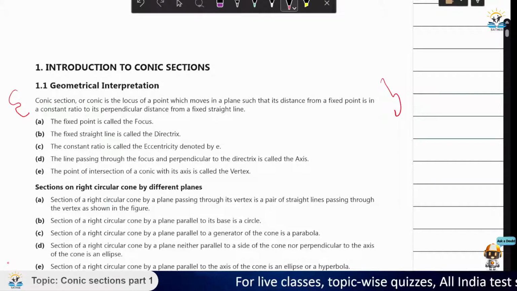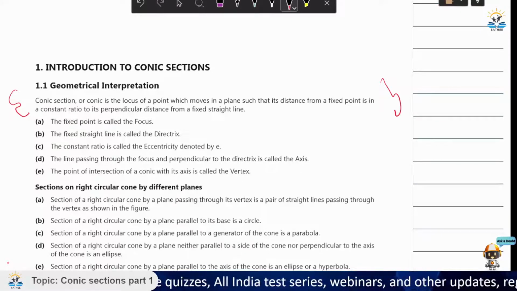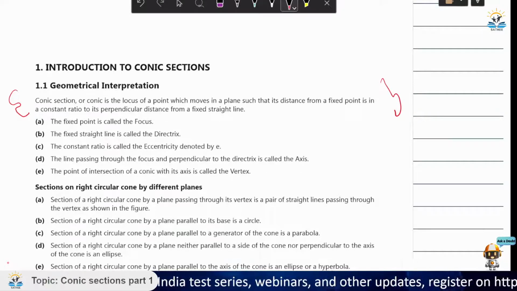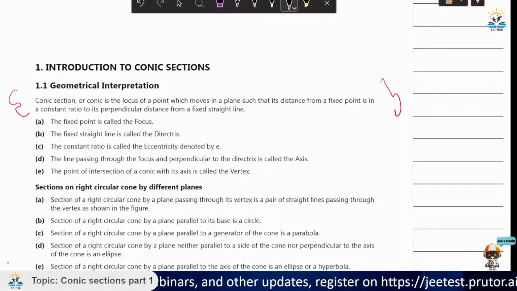Basically, if the ratio is equal to 1, then the locus becomes that of a parabola. If the ratio is less than 1, it becomes an ellipse. If the ratio is greater than 1, it becomes a hyperbola. So it is very similar and related. All the conics are very related to each other. And also you will see similarities in formulas as well to a certain extent.